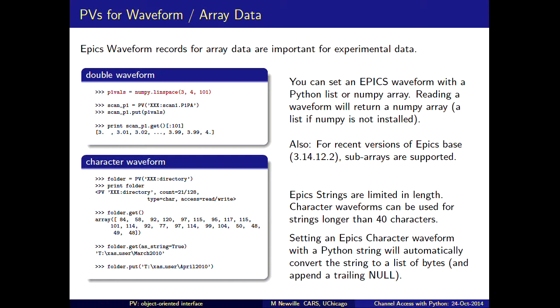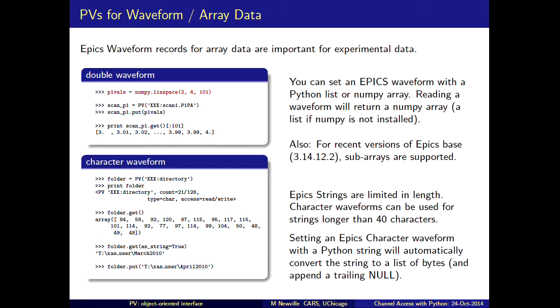So many of the area detector file plugin handlers use these, and you can just then either get, that gives you an array of the bytes that spells this string. And you can also get it as a string again. And then you can also put just a string value, and it will just put those characters into the waveform.